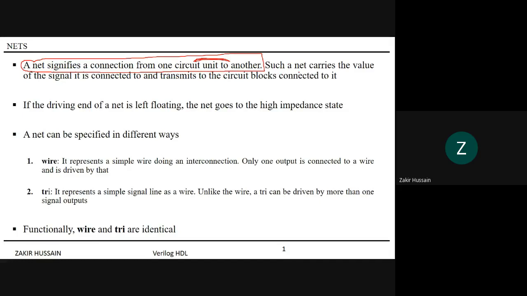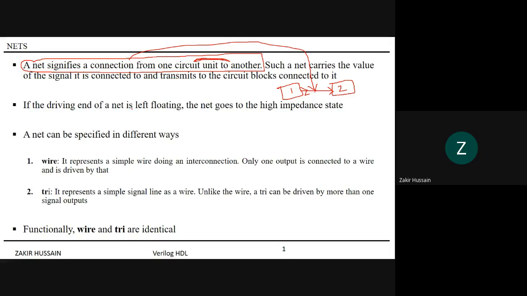Such a net carries the value of the signal it is connected to and transmits to the circuit blocks connected to it. This is very obvious. If you have connected here to some other circuit element, this is circuit element 1, this is circuit element 2, whatever comes from this one will obviously be going to the other circuit element. So such connections are nets.